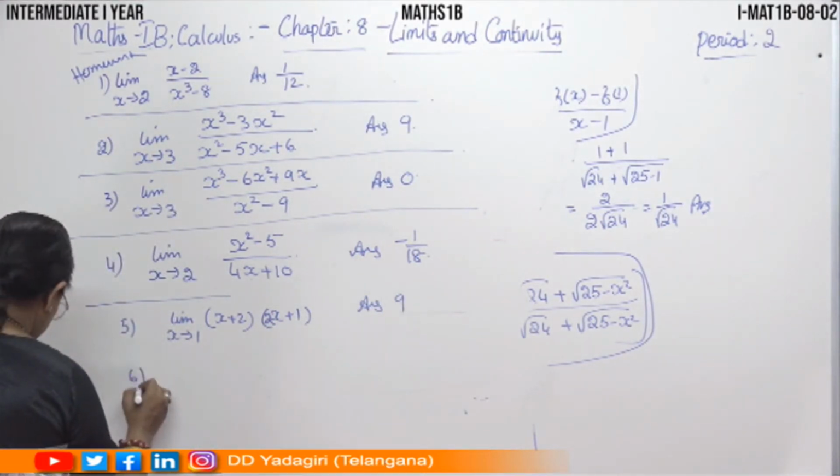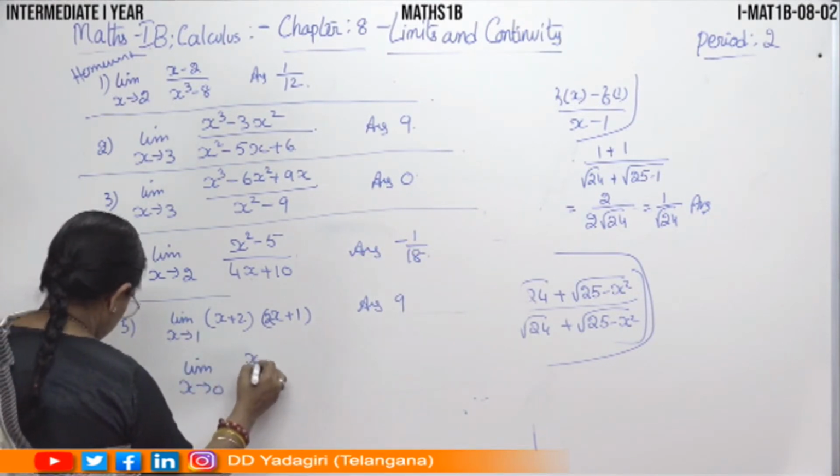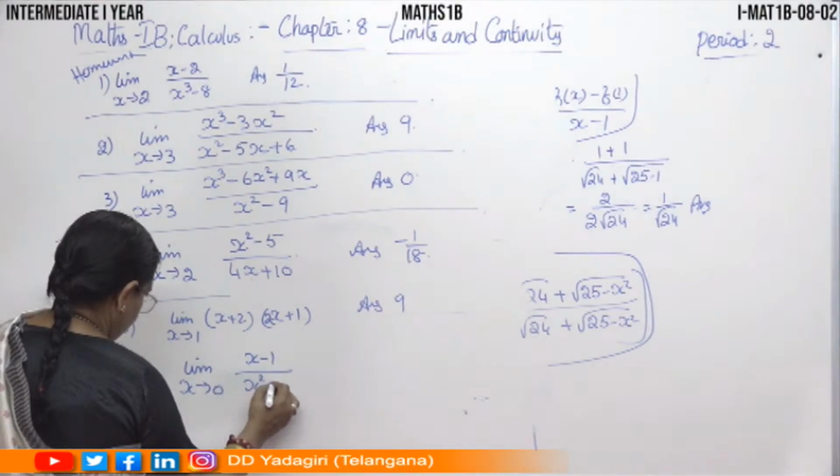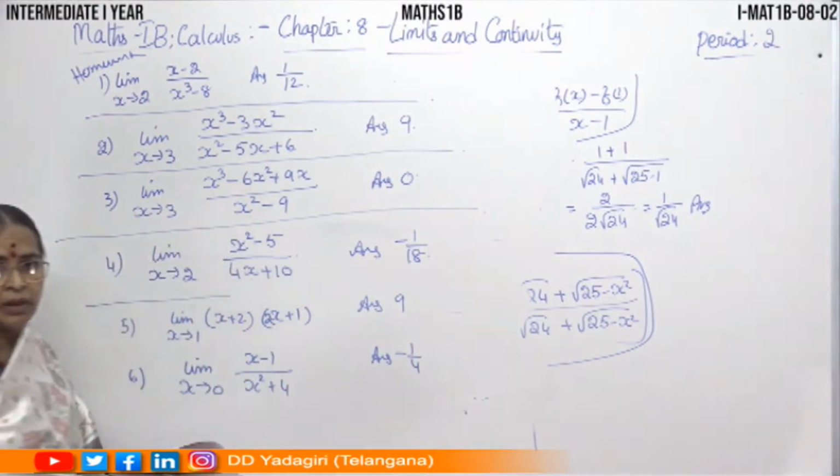And then next, sixth problem. Limit x tending to 0 of x minus 1 by x square plus 4. So the answer is minus 1 by 4.